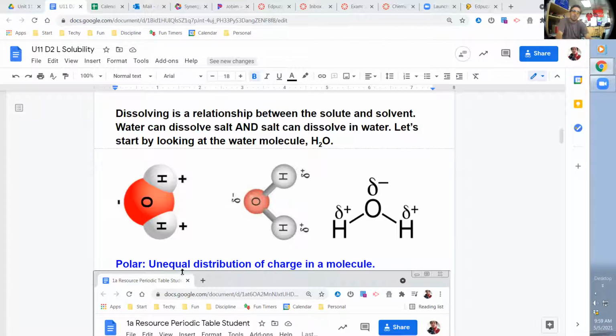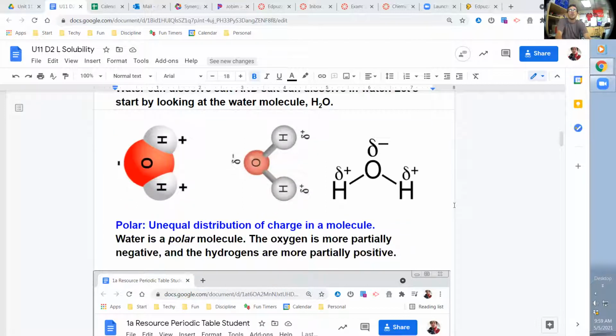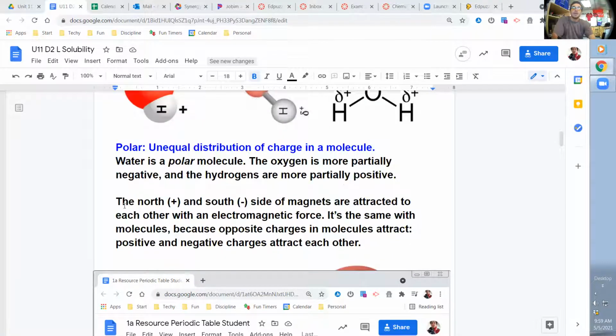So when we think about the word polar, that's what we're thinking about. Two opposite sides within the same molecule. Okay, water is a polar molecule. The oxygen is more partially negative, and the hydrogens are more partially positive. Please write this out. If you don't write this out, that's your bad. It's proven that writing improves memory retention and learning. So please do that.